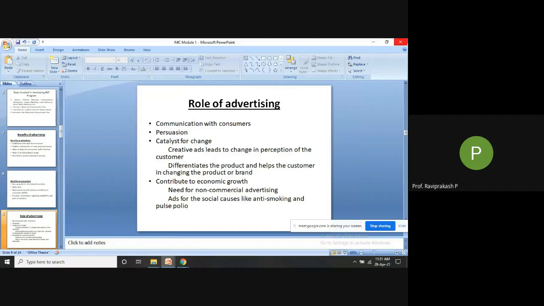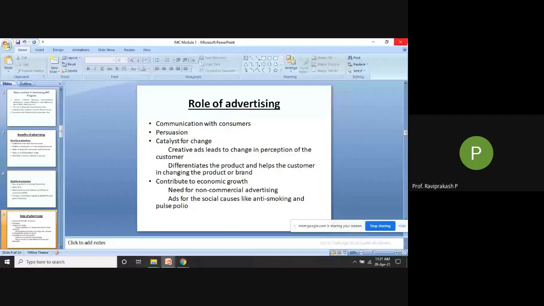Under that we have creative ads leading to change in perception of the customer. I just spoke about perception. There are many creative ads which are trying to change the perception of the product or the brand in the minds of the customers. For example, Sprite, clear hai. What do you mean by that? Don't expect anything, just drink, be clear on what you want to do. Take a break, Kit Kat. You are very hectic now, take a break, have it, enjoy it, then go back full of enthusiasm. So if you are tensed, eat Kit Kat, take a break.